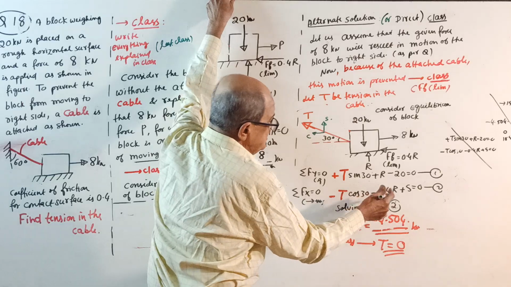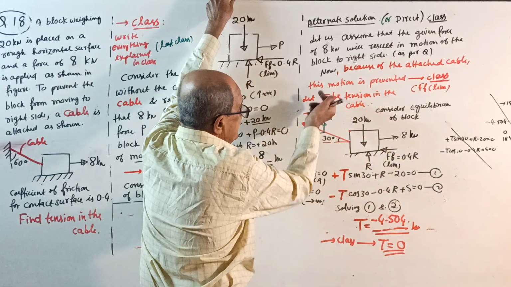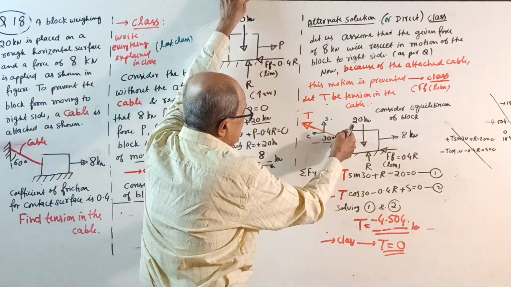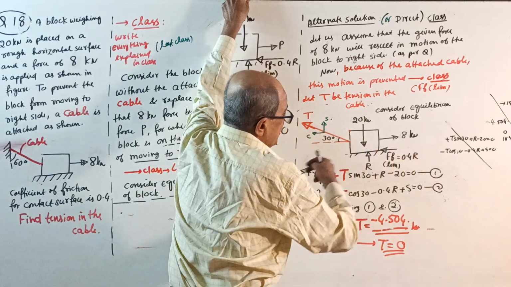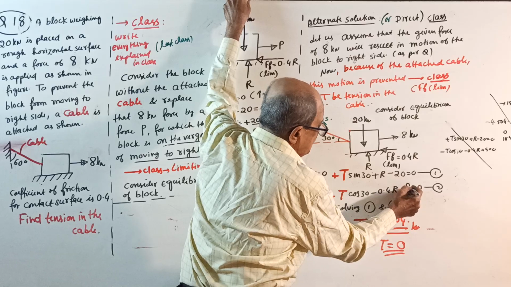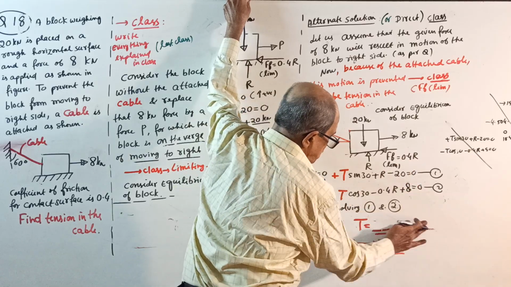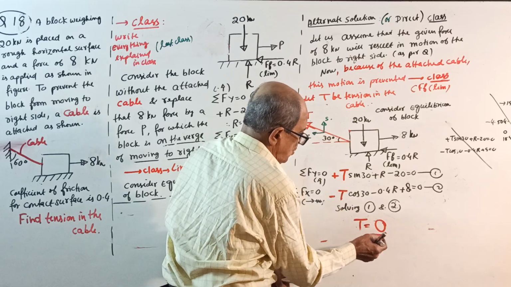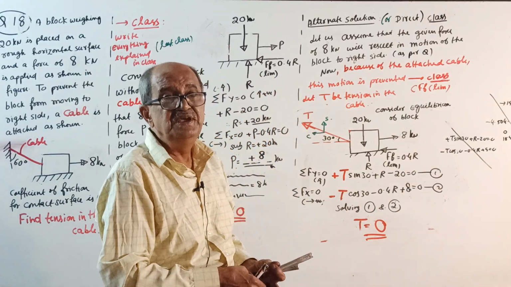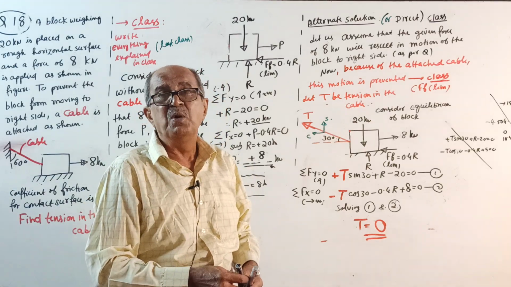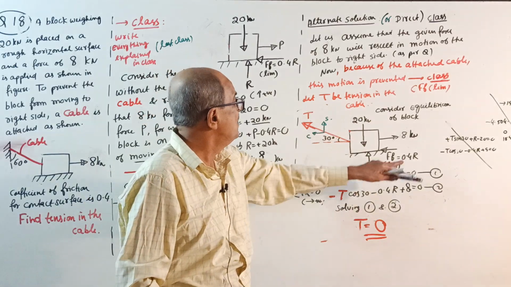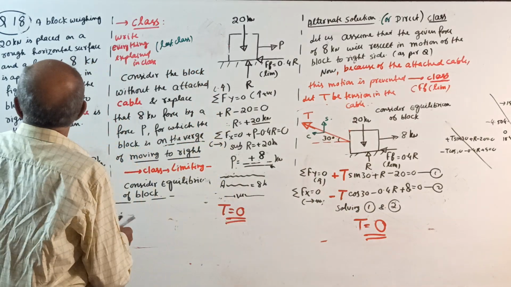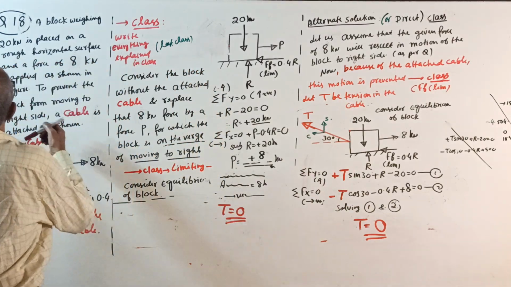The only change is: T sin 30 plus R minus 20 equals 0, equation 1. Minus T cos 30 minus 0.4 R plus 8 equals 0. When you solve 1 and 2, your tension in the cable will become 0. Zero tension means the block is on the verge of moving when the force is 8 kilonewton. Okay, this is our question number 19, the last question of today's class.